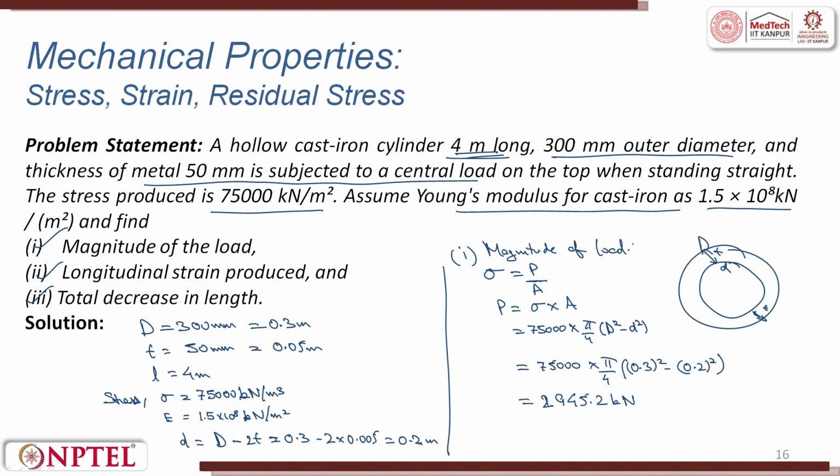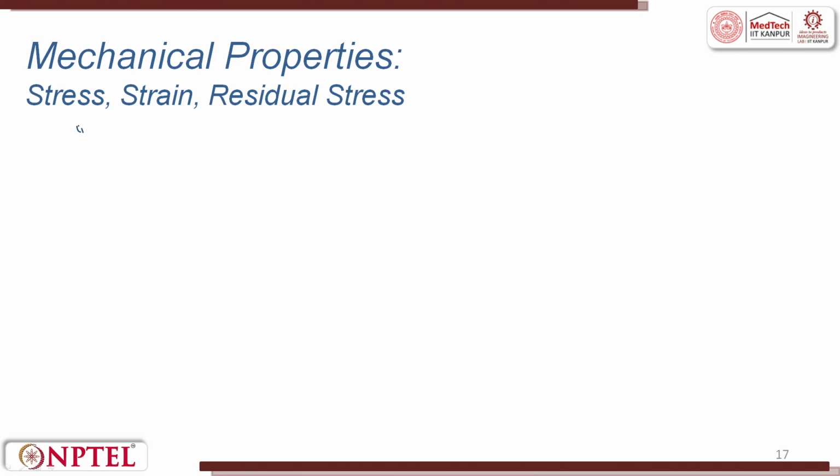Right. Second part is longitudinal strain produced. For this I need to find the longitudinal strain produced. I denote it as e. Here e is equal to stress by Young's modulus, which is equal to 75,000 by the value of the Young's modulus, 1.5 into 10 raised to power 8, which is equal to 0.0005. There are no units, strain is dimensionless.